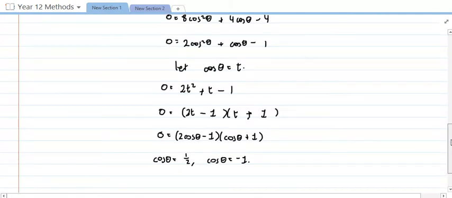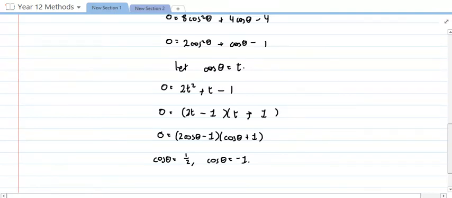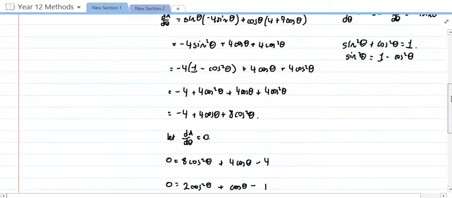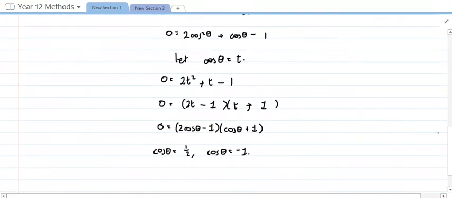Now the thing is, for cos theta to equal negative 1, the angle would have to be 180 degrees, or pi radians, which just isn't going to be possible in this diagram here. If it was pi, then we would be just going straight back along there, and we wouldn't be making a trapezium anymore. So we can reject that solution. This one is no good. So we are just working with cos theta equals half, and I'm going to have to finish this in the next video.